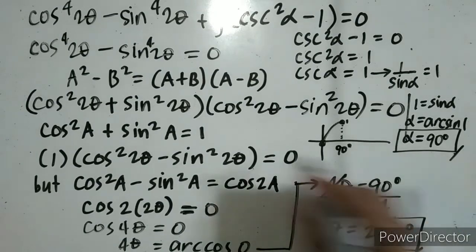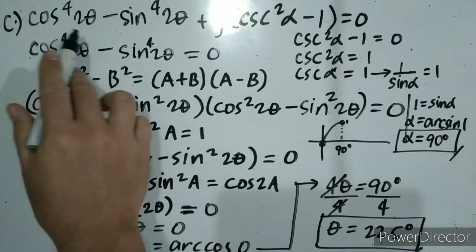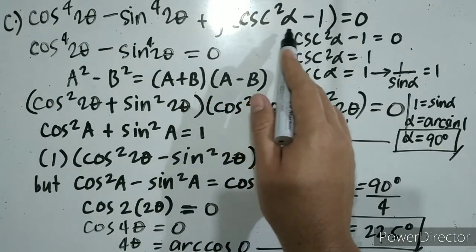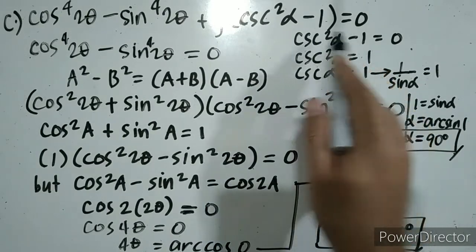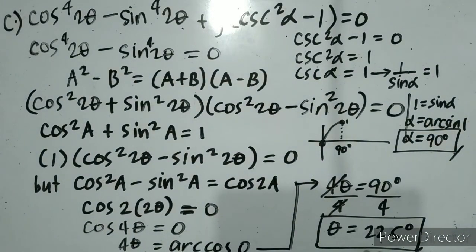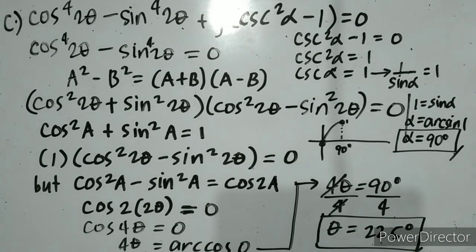So for this expression, which is our third problem, cosine 2 theta minus sine 2 theta, both to the power of 4, plus j times cosecant squared alpha minus 1 equals 0, the values for theta and alpha which will satisfy the equation are 22.5 and 90 degrees respectively. So we have learned what Theorem 1 of complex numbers is and how to apply it in order to solve the unknowns of equations involving complex numbers.